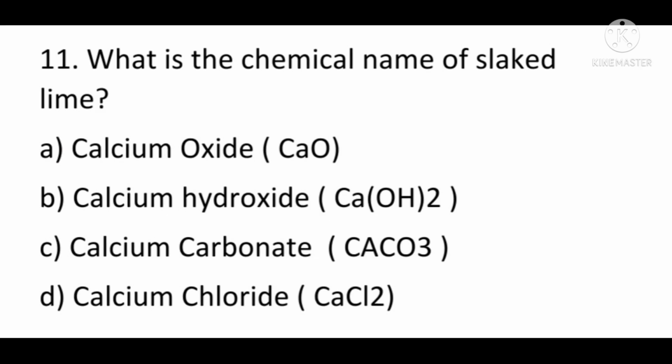Question number 11. What is the chemical name of slaked lime? Option A. Calcium oxide, B. Calcium hydroxide, C. Calcium carbonate, D. Calcium chloride. The answer is option B, calcium hydroxide. Chemical formula is Ca(OH)2.